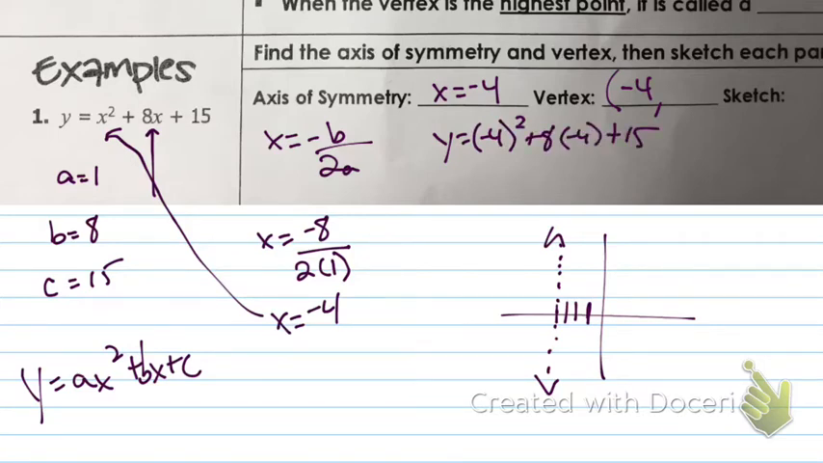What's going to happen if you don't put that negative 4 in parentheses? It's going to come out negative. It's going to be wrong. So this is 16, negative 32. Negative 16 plus 15 is negative 1. So negative 4, negative 1 is my point.